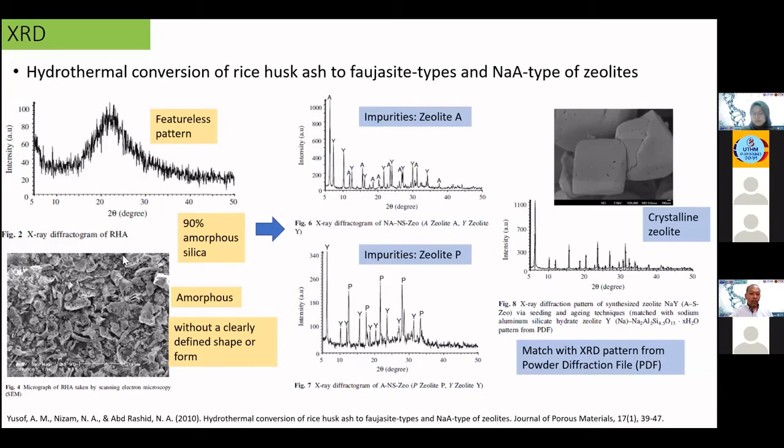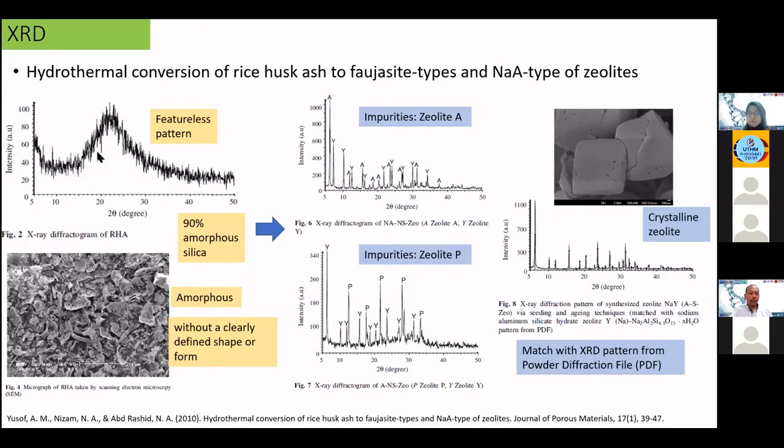For the diffractogram of RHA, we can say that it is a featureless pattern because it will give noise. Why? Because this sample is rice husk ash, which contains 90% amorphous silica. So here is the picture of the amorphous, as compared to the crystal. Zeolite is in the form of crystal, with a specific shape and also specific size, but not for the amorphous.